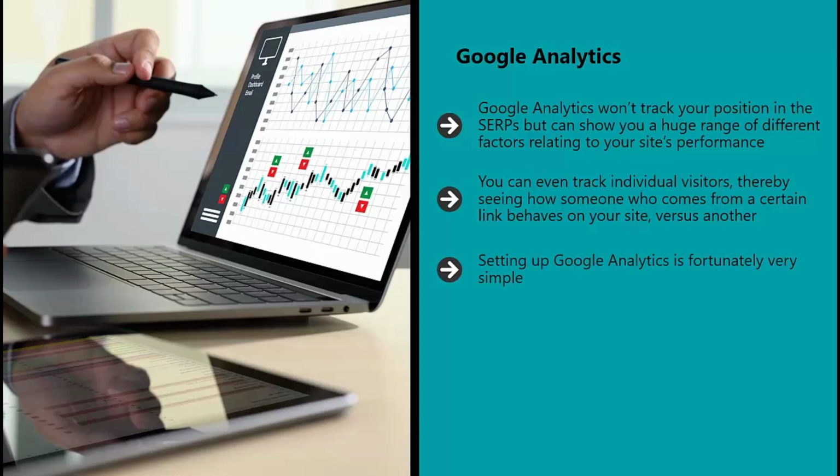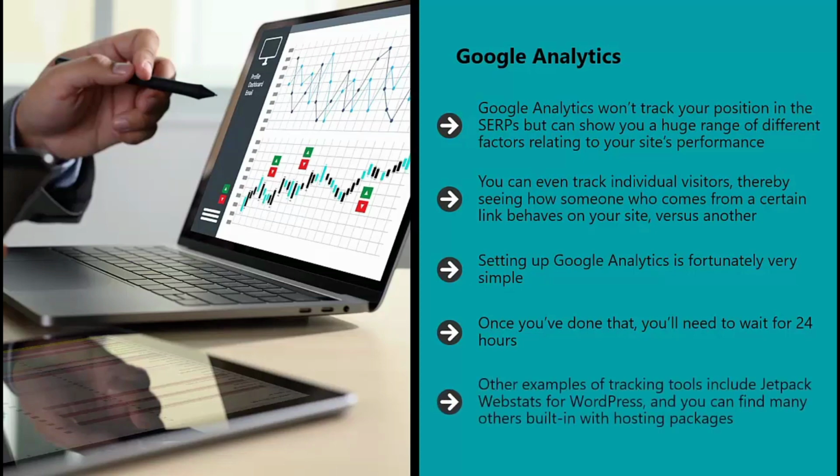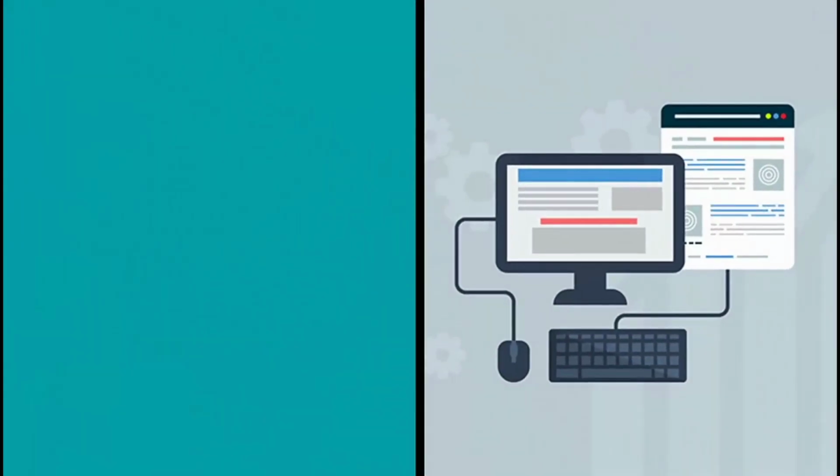Setting up Google Analytics is fortunately very simple. You'll need to place a small tracking code on each page of your site, which you can get from Google. You can do this manually or use a plugin or developer to handle it for you. Once you've done that, you'll need to wait for 24 hours. This gives Google long enough to collect some basic data, which can then be used however you wish. You'll choose to set up a view, which will be called a lens and will include the stats you're interested in at that time. Other examples of tracking tools include Jetpack Web Stats for WordPress, and you can find many others built in with hosting packages.